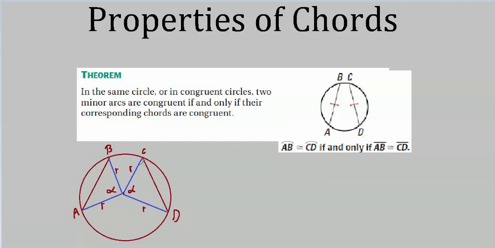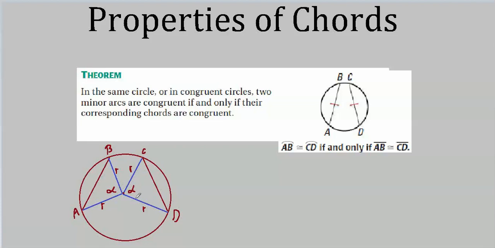But it's fairly obvious now that these two triangles I created by just connecting the radii to the chords are congruent. Side, angle, side. These two sides are congruent because radii are all equal. And these two angles are congruent because they are the angle of congruent arcs, or the measure of congruent arcs.